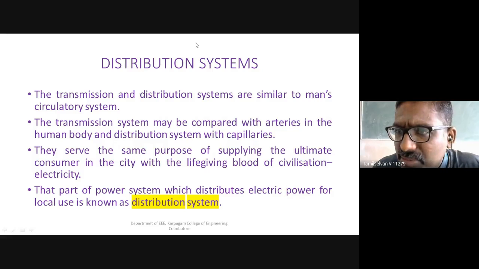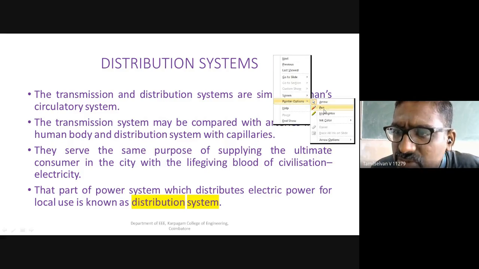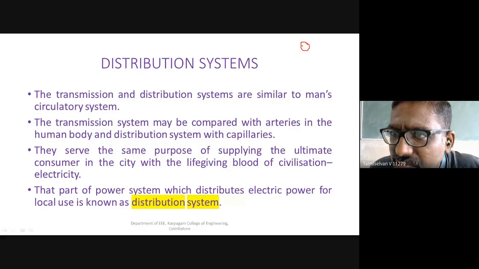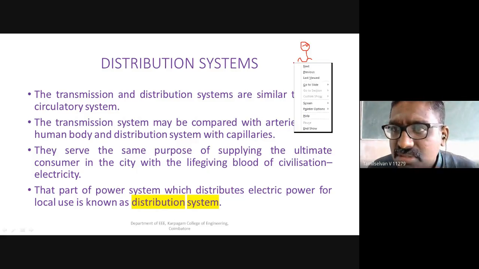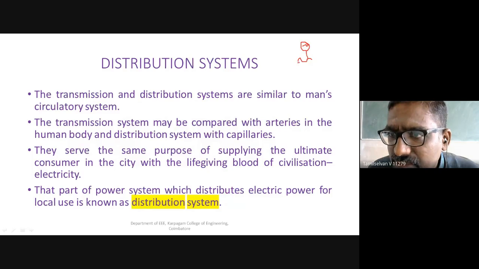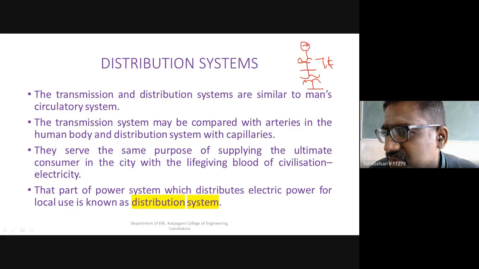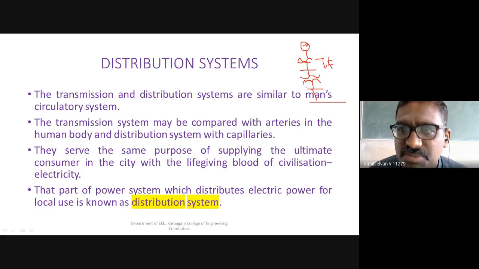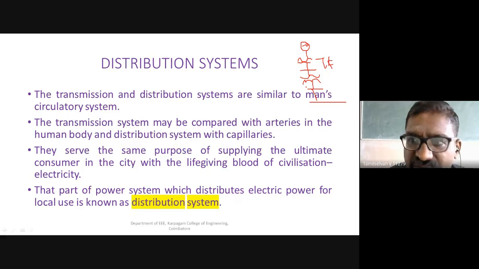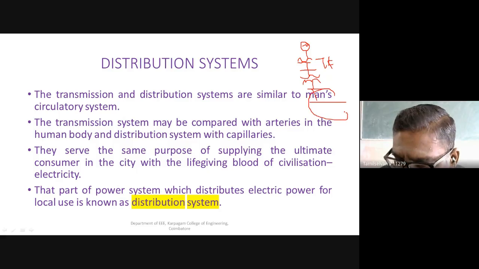In the structure of the power system, there will be generation stations where the power is produced. Then we use a transformer to step up the voltage. After the transformer, we have primary transmission, and then again a transformer will be there. Then we will have secondary transmission, then primary distribution, and then secondary distribution. So this is the structure of the power system. In that, we are going to see the distribution part.